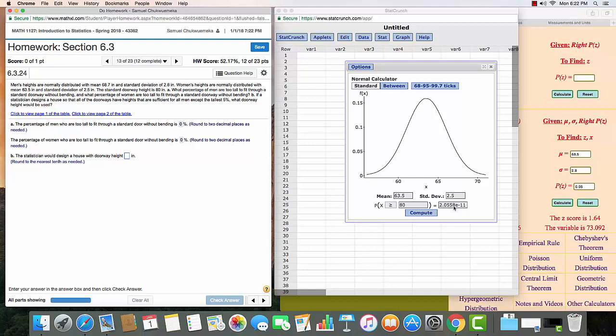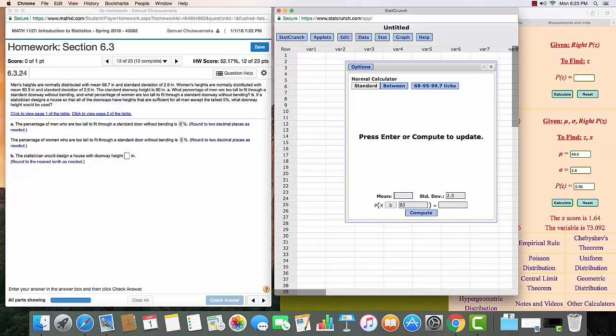Now the next question: if a statistician designs a house so that all of the doorways have heights that are sufficient for all men except the tallest 5%, what doorway height would be used? In this case, they're asking us for the value of the variable, and the tallest 5%. So that's for the men, not the women. So we get back to the men. For the men, the mean is 68.7, and the standard deviation is 2.8.